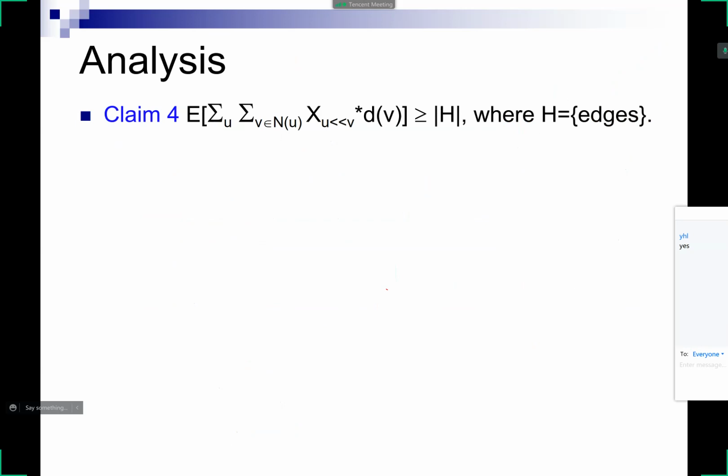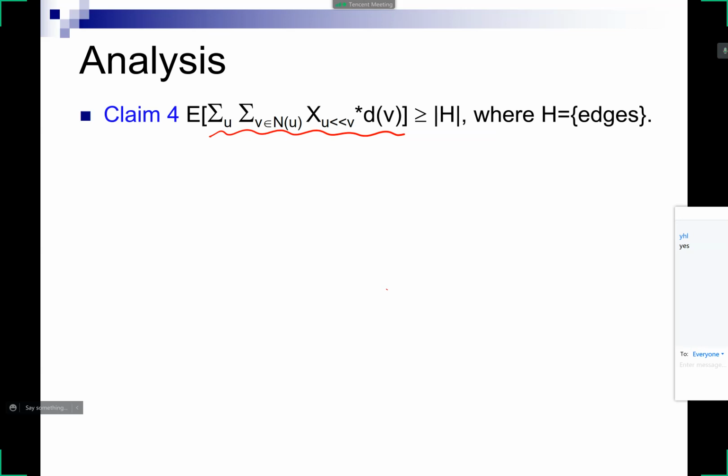Okay, so then we have one more claim. So this final claim is, again, we're going to look at the sum over here. This is the same sum as on the previous page, but now we're going to look at the expectation of the sum. Because the sum is actually a random variable, because all of these nodes are picking random values, so this xuv here is a random variable. So we're going to look at the expectation of the sum.